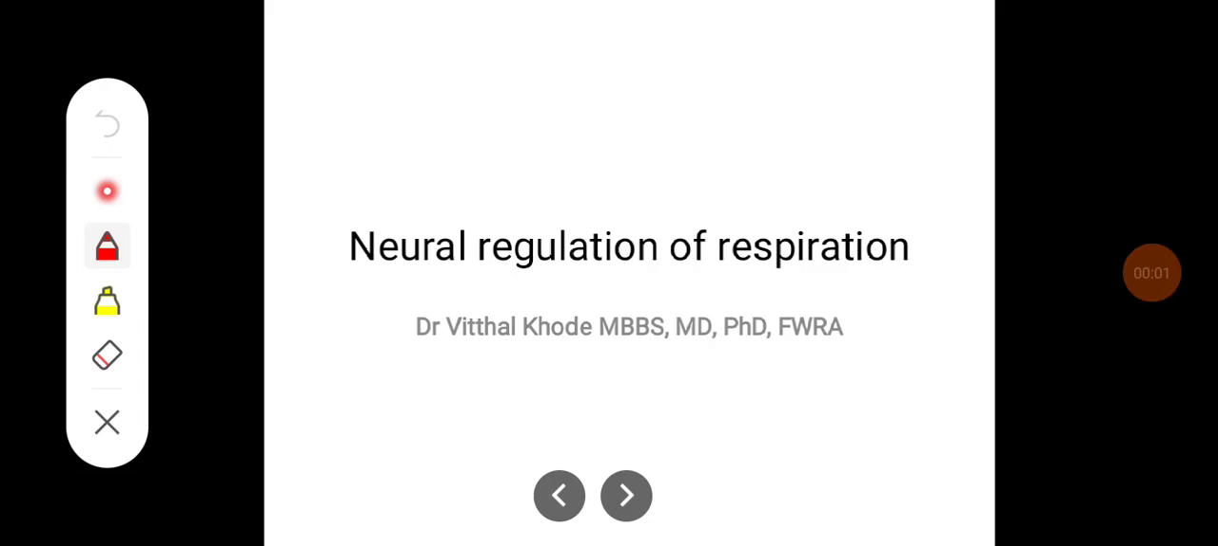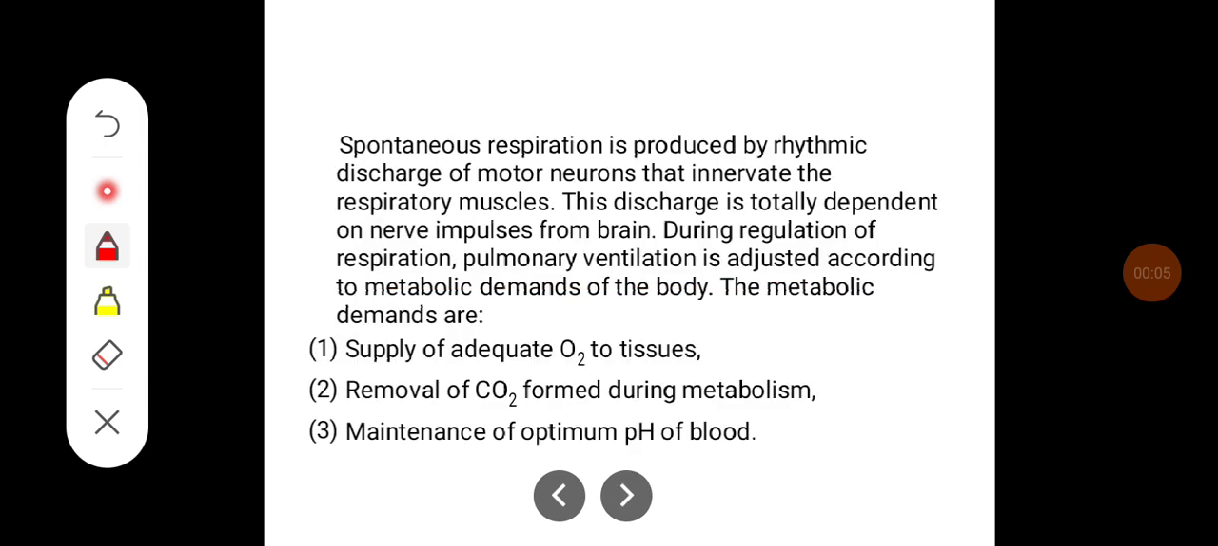Hello everyone. In this class, we'll learn about neural regulation of respiration. Spontaneous respiration is produced by rhythmic discharge of motor neurons that innervate the respiratory muscles. This discharge is totally dependent on nerve impulses from the brain.